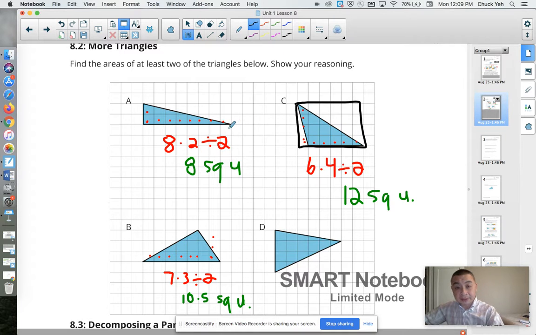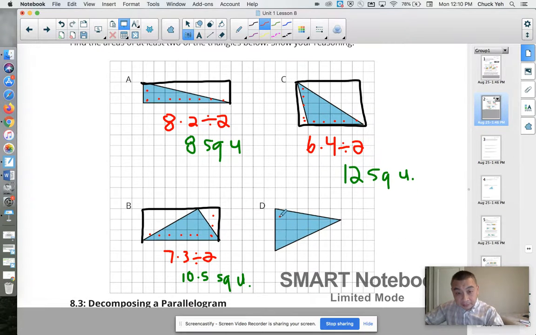So we can make all these into rectangles if we wanted, if that's helpful. See that? So we can do that too. How about this part? This one here. 1, 2, 3, 4. That's the base. And then how about the height? 1, 2, 3, 4, 5, 6. So it's basically like C, except it's just reversed. The base and the height. So that is 12 square units too. Right?